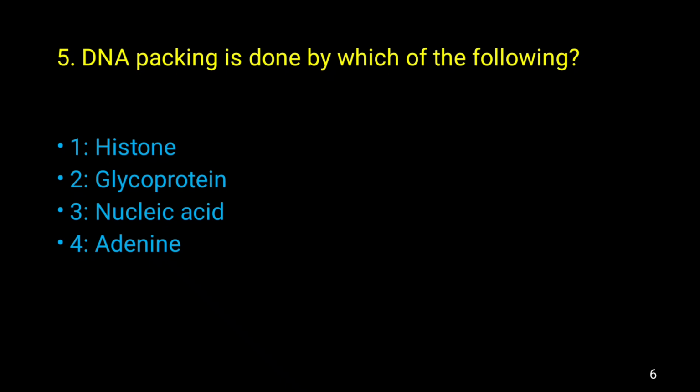Now, DNA packing is done by which of the following? The options are glycoprotein, histone, nucleic acid, and adenine. All options are given, but typically you know that the nucleoprotein is histone. When DNA is generated, it wraps around the histone protein. Histone proteins are of different varieties, H2A, H2B, H1, and out of that, the octamer protein, histone, has DNA wrapped around it to make a nucleosome. So you have to remember that the protein required is histone.